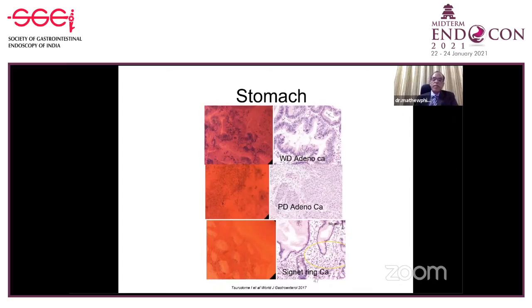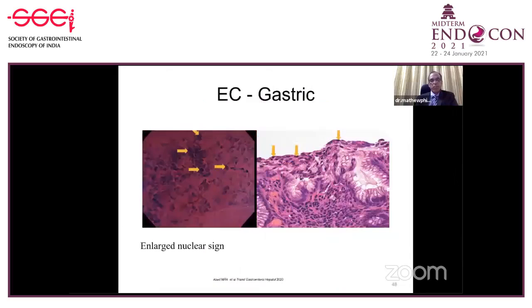And signet ring cell, some people say that it can be identified with endocytoscopy. Next slide. This is said to be a very good sign to identify whether it is malignant or not. That is the enlarged nuclear sign. This is very classically said to be pathognomonic of carcinoma stomach in patients on endocytoscopy. Next slide, please.